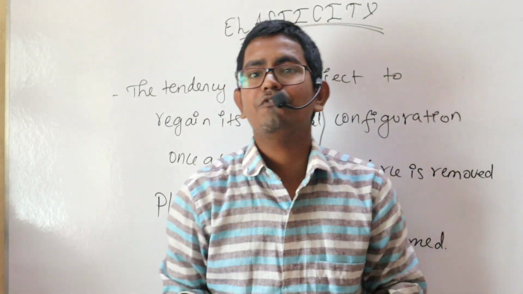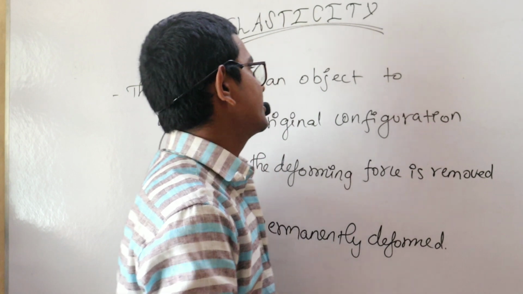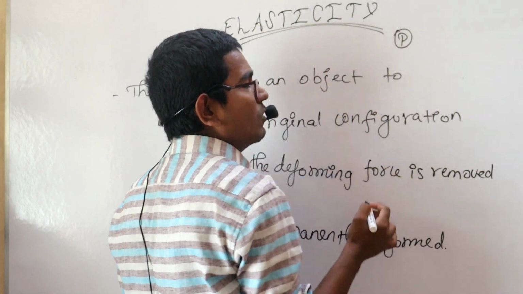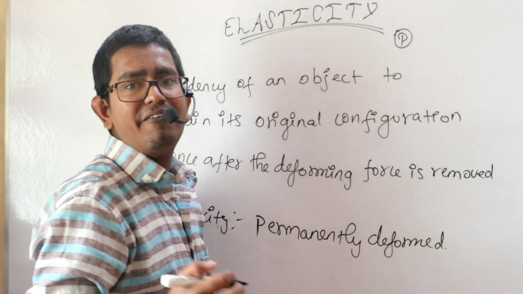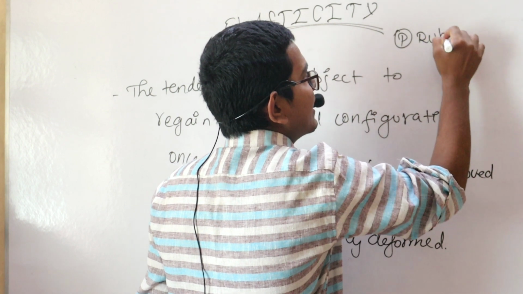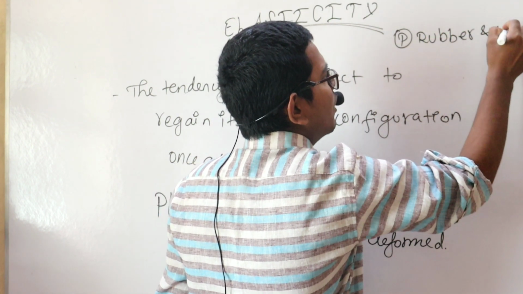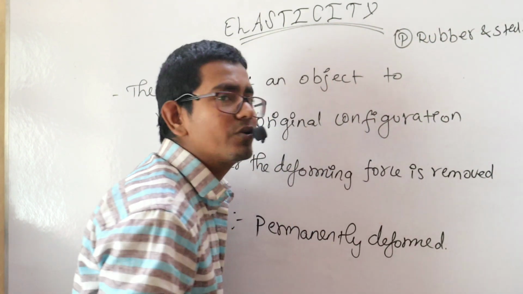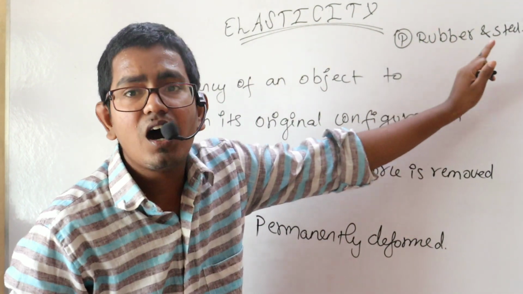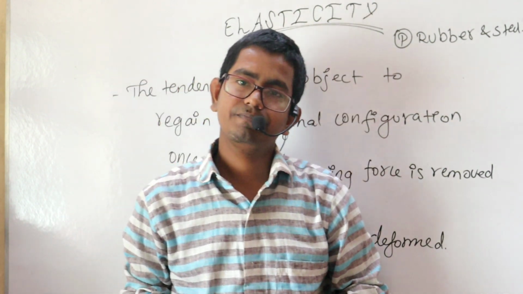I have a good question for you, my dear students. Just listen. I'm writing here. I have two elastic objects. One is rubber and another one is steel. And I'm asking you which one shows more elasticity. Is rubber showing more elasticity, or is steel showing more elasticity?